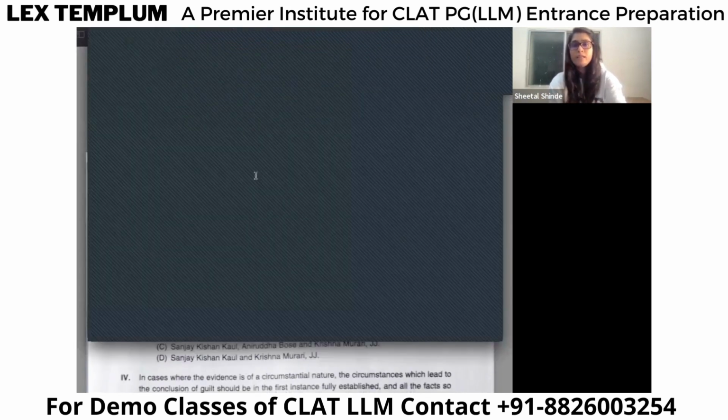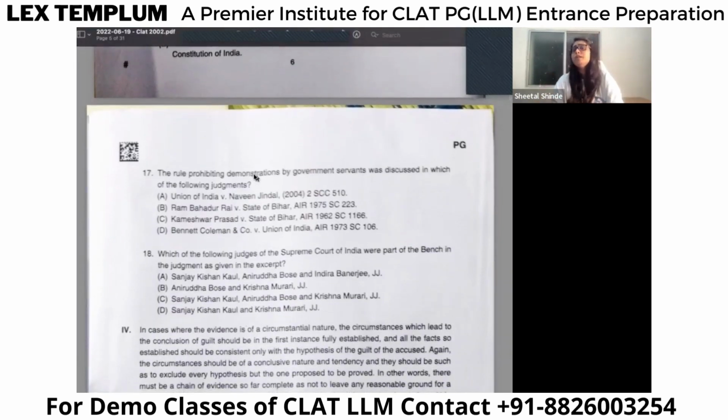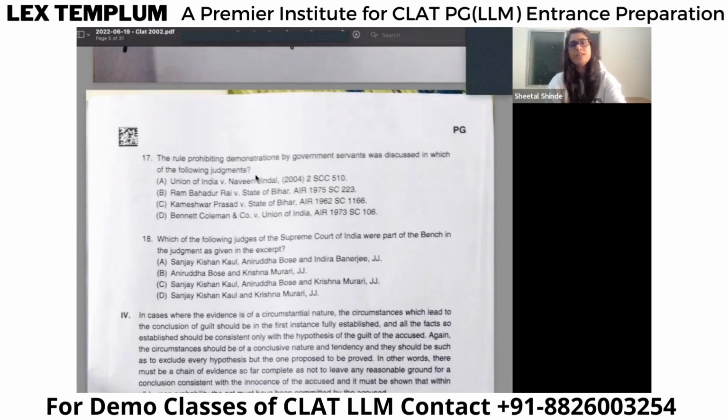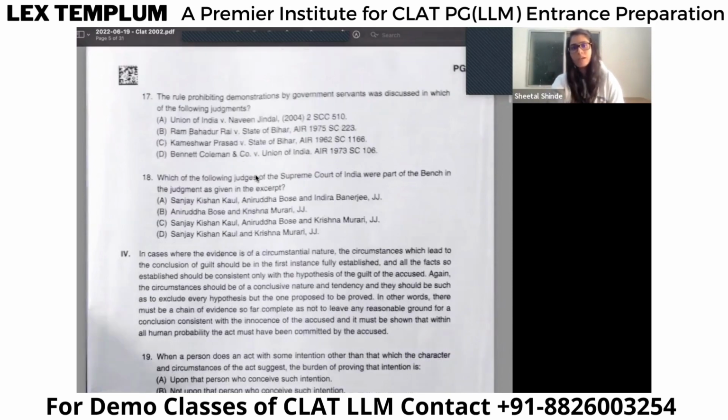Then for 17, answer is C, Kameshwar Prasad. Now this again I have mentioned in the constitution classes. This case we have covered in landmark cases. Answer is C, Kameshwar Prasad versus State of Bihar. So this is a very easy case. Now again 18th, this is a memory-based question. You have to remember the names of the judges, and answer is C.